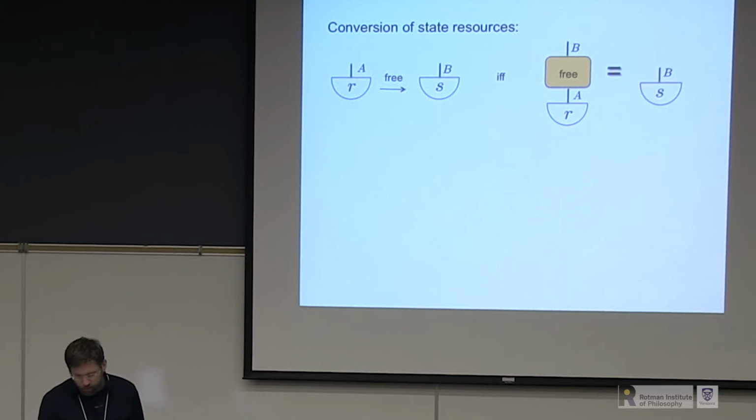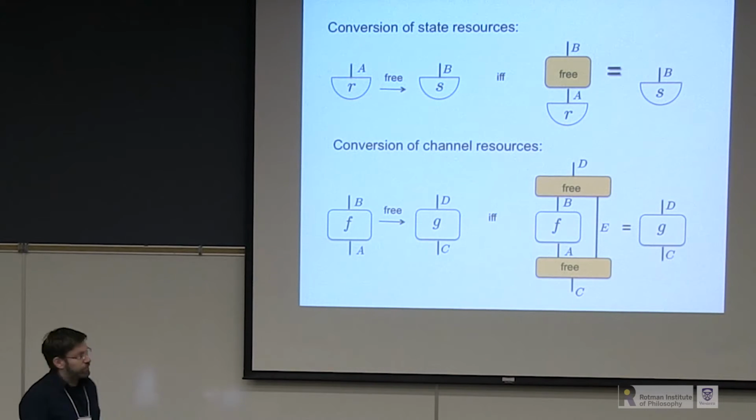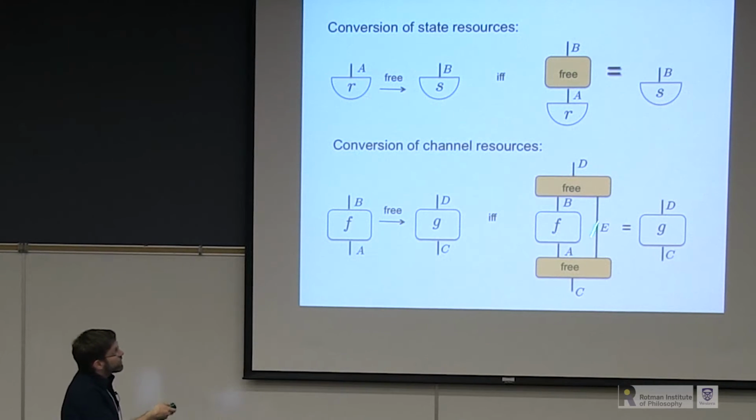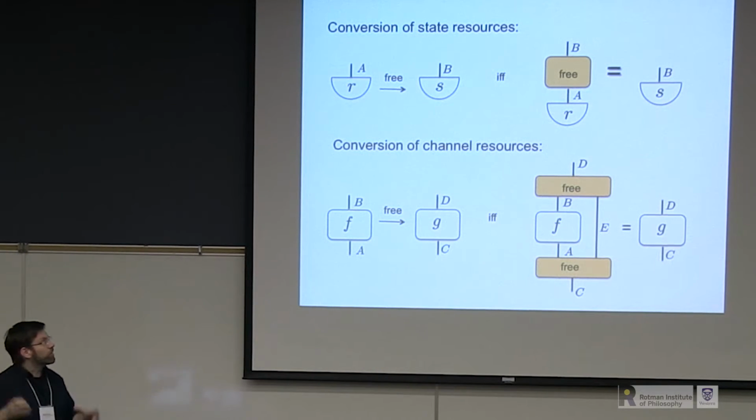But I can ask the same question of processes, for example. So if this is an A to B process, I want to know whether it goes to C to D. Well, there's some other processes which will change the types in such a way that I can take something of this type to something of that type. And if I can find some free stuff that allows me to do it, then yes, F goes to G. And for any arbitrarily complicated process you have in mind, I can ask about whether I can do a conversion. I can ask about conversions between transformations and states, or states and transformations. All that stuff is allowed.